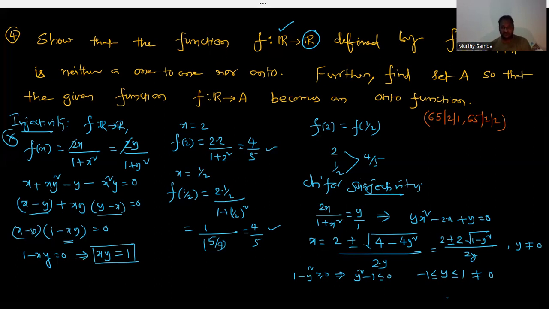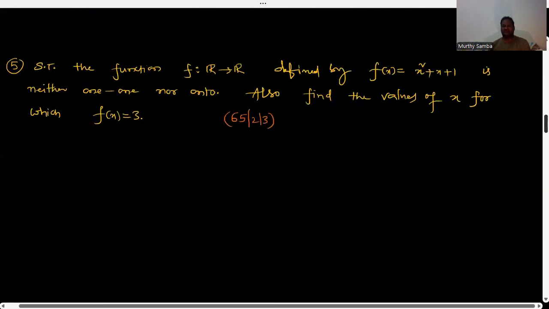And one more part of the problem is there. Further, find set A so that the given function f from R to A becomes an onto function. See what kind of numbers you are getting. For this problem, y value is between minus 1 to 1, so this A is going to be the closed interval minus 1 to 1 except 0. This is our set A. Hope you understand?